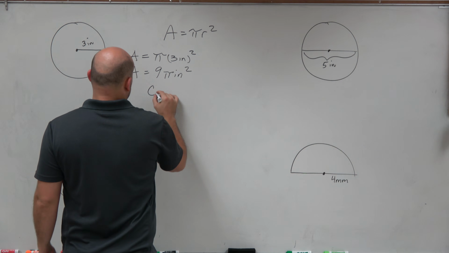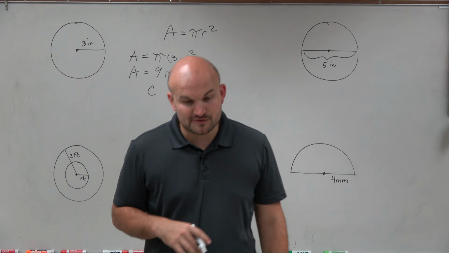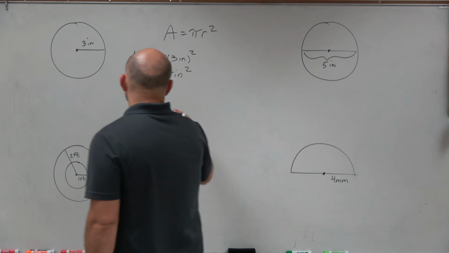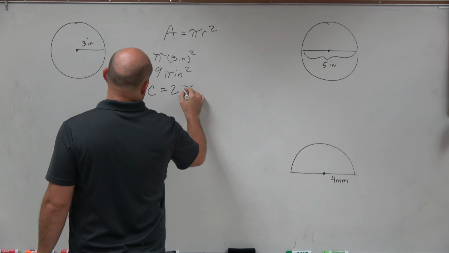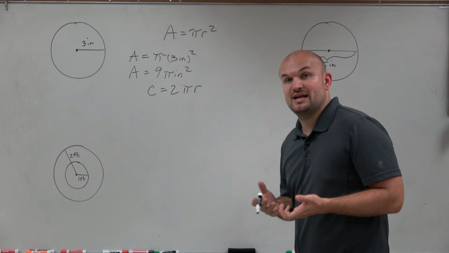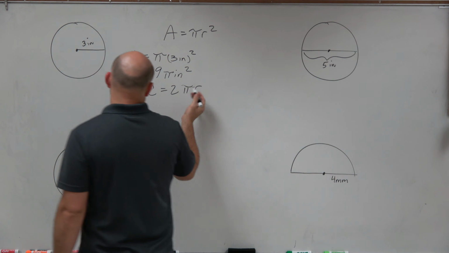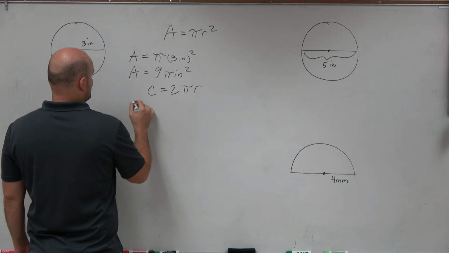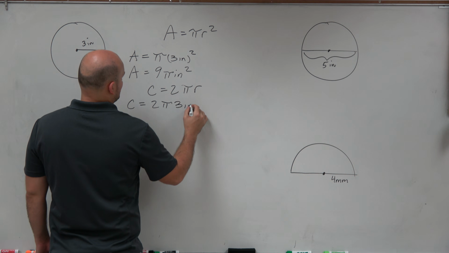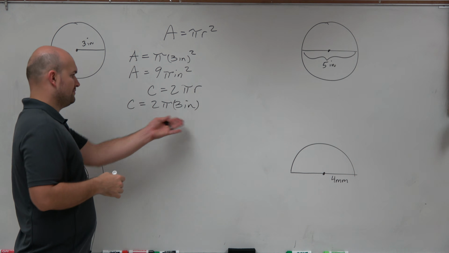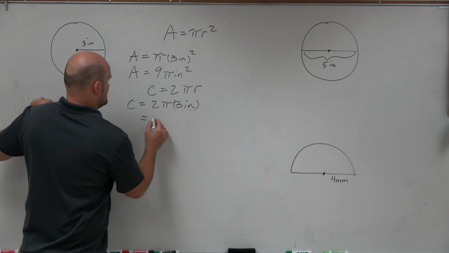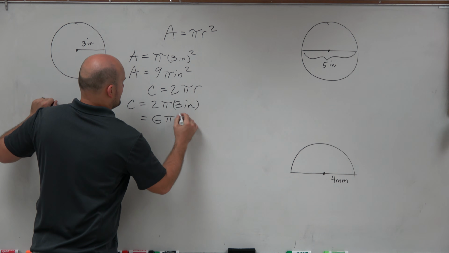As far as finding the circumference, it is just going to be 2 pi r. So circumference is 2 pi r. Again, all I'm simply going to do is take my radius and multiply it by 2 and pi. So my circumference in this case is going to be 2 pi times 3 inches. Well, 3 inches times 2 pi, I can just multiply the 3 times the 2 and leave my pi in there. So I'll have 6 pi inches.